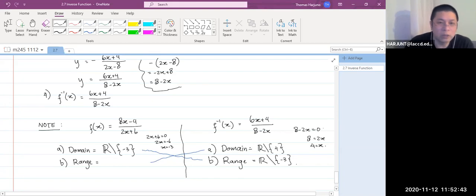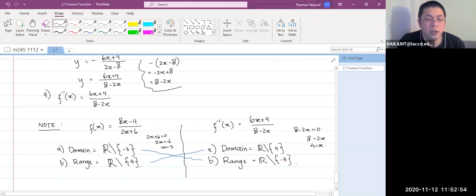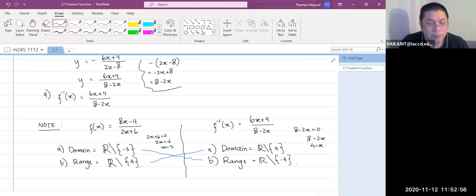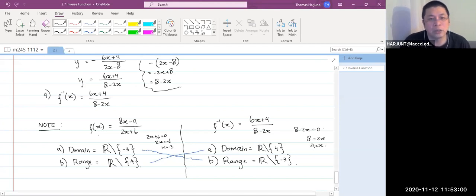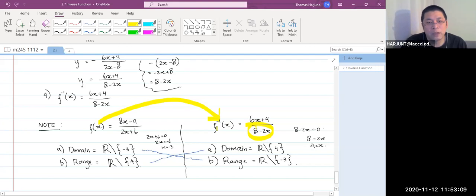Now that will tell us the range of the original function. It is all real numbers except 4. So you see, I can find the range of this function without actually graphing it. How? I do the inverse first. I find the inverse and look at the domain of that inverse. The domain of the inverse is the range of the original function.